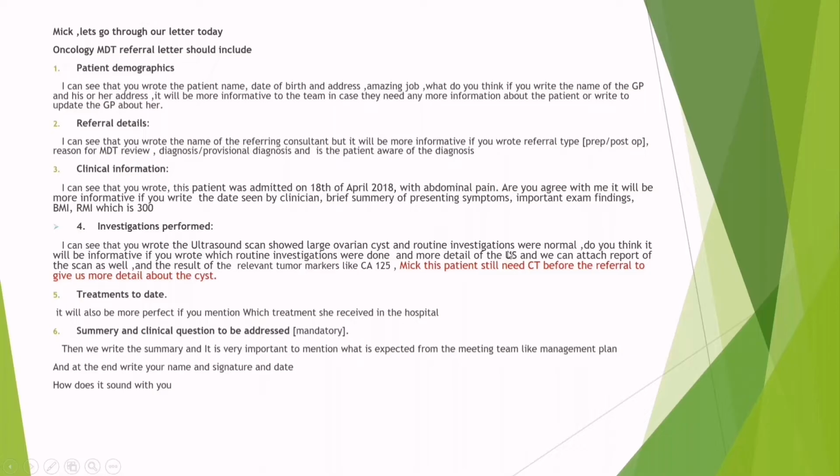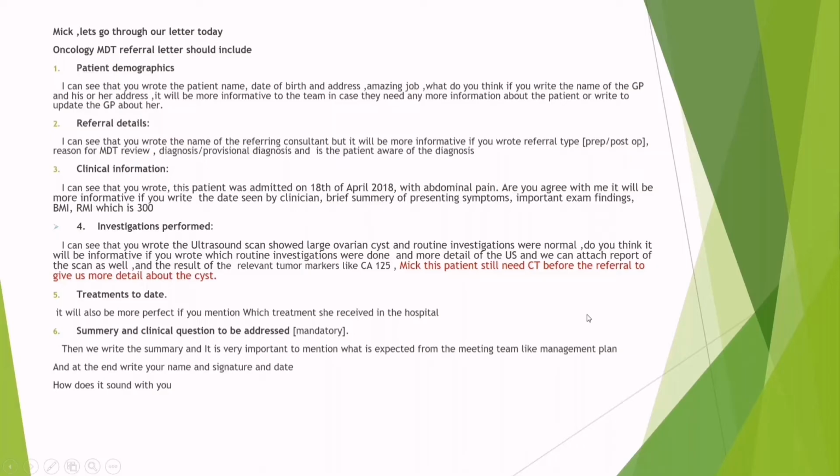Okay, so coming to the investigation, I can see that you wrote the ultrasound scan shows large ovarian cyst and the routine investigations were normal. Do you think, Mike, it will be more informative if you wrote which routine investigations were done to the patient and more detail about the ultrasound scan? And we can attach also the report of the scan, Mike, as well. Am I clear? Yes. Also, Mike, if we mention the result of the tumor marker, if we did a tumor marker for the patient like CA125, it will be more informative. Am I clear? Yes, Ali.